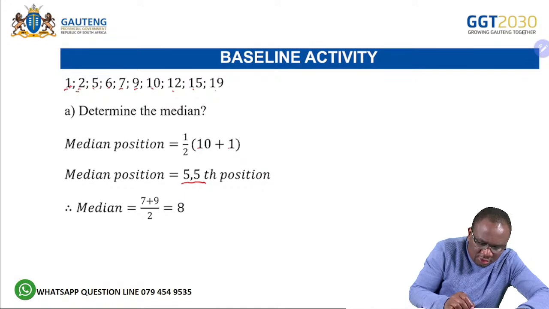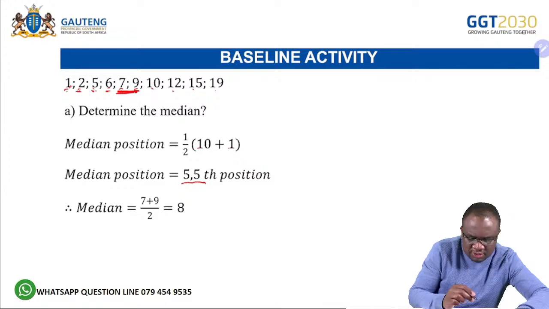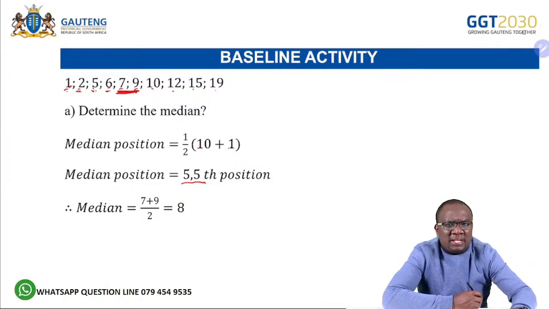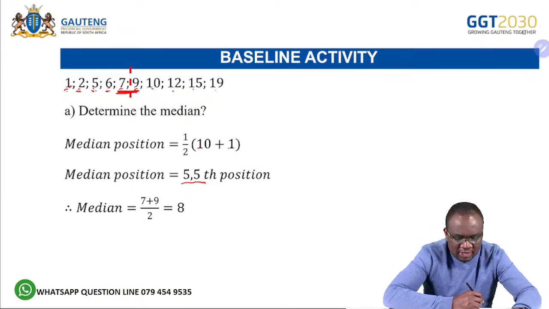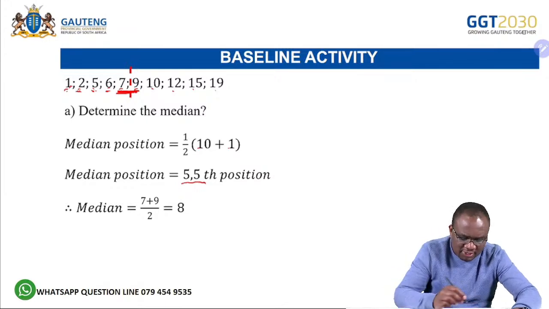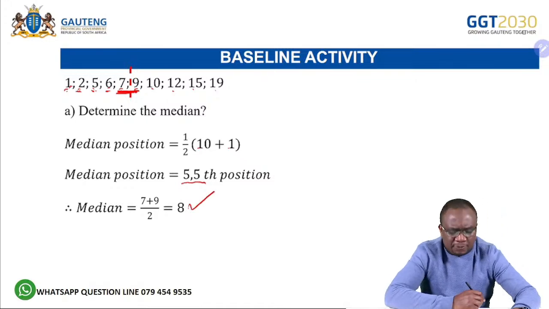So it's 1, 2, 3, 4, 5, 6. Okay, 1, 2, 3, 4, 5. Between the fifth and the sixth. So it's between 7 and 9 there. Which number is that? So we say 7 plus 9, which is 16, divided by 2, which is 8. So our median is 8, between 7 and 9. The median is 8. Mark that.